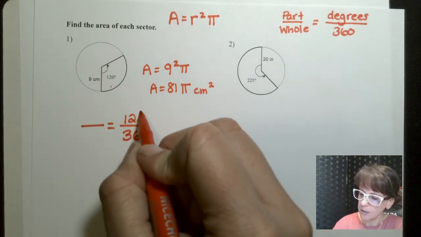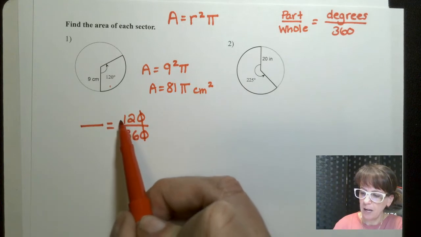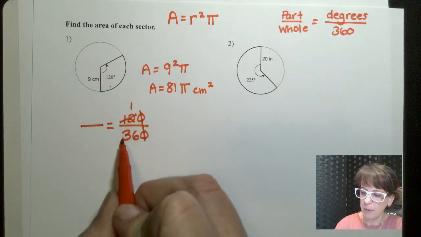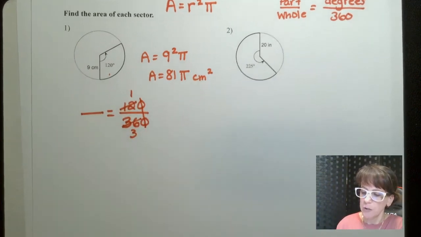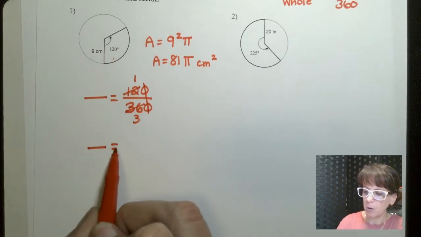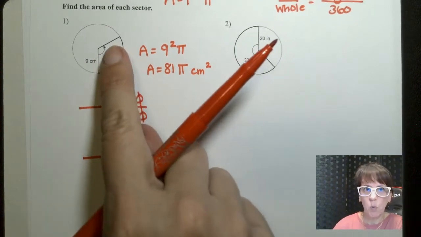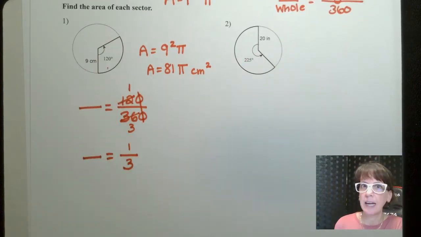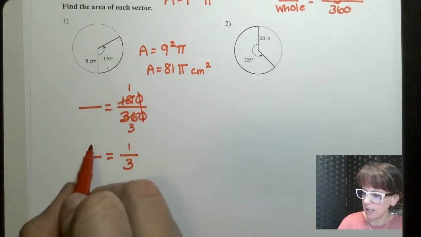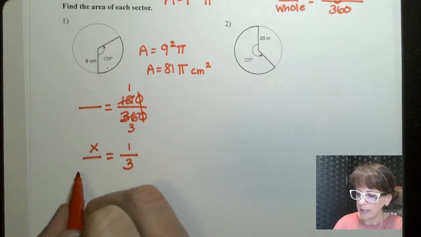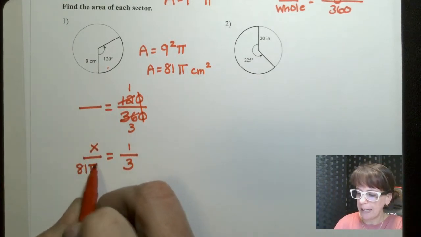So let's lob off some zeros. And then if you divide the top by 12, we get 1. Divide the bottom by 12, we get 3. So what we really have now is part over whole equals 1 over 3. So this is asking, what is the part of the area? And the part of the area is on the top here. The whole area is 81 pi.